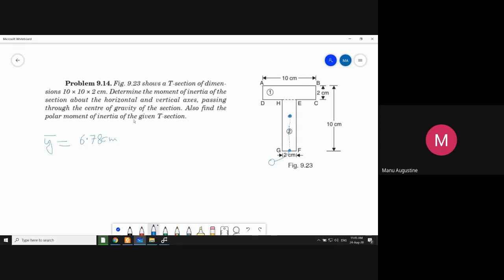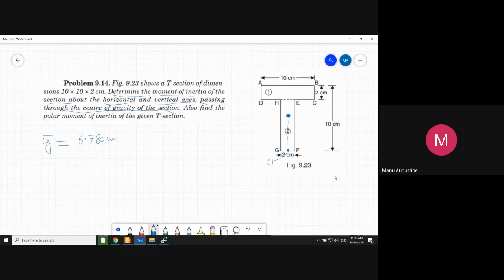And now we come back to the question. The question says, find the moment of inertia of the section about the horizontal and vertical axis. तो दो axis के about I निकालना है, I xx और I yy. But those axes have to pass through the center of gravity of the section. तो ये कंडीशन आपकी दे रखी थी, इसीलिए पहले अपन ने सेंट्रॉइड पता किया.